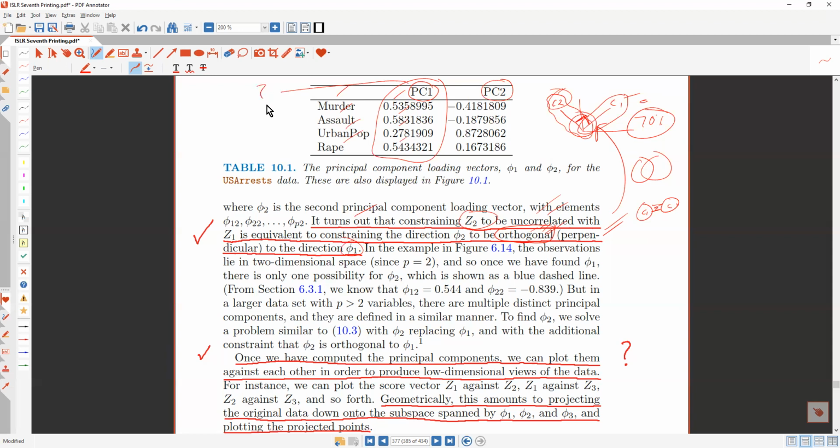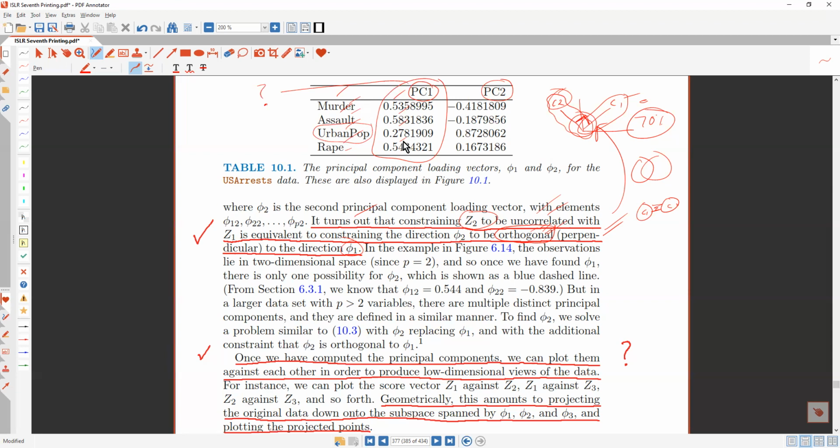When you look at this, you might be interested in asking this question: what is this component made up of? What is this component possibly called? You might want to name the component. So if you look at this, if you had to call it something or identify it, component 1 seems to be made up of mostly murder, assault, and rape. Urban population doesn't load quite as highly as the other 3 variables.